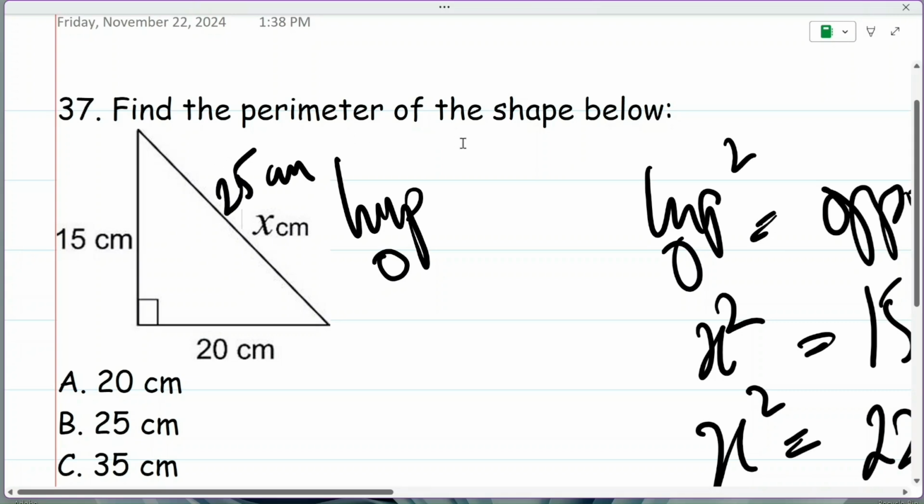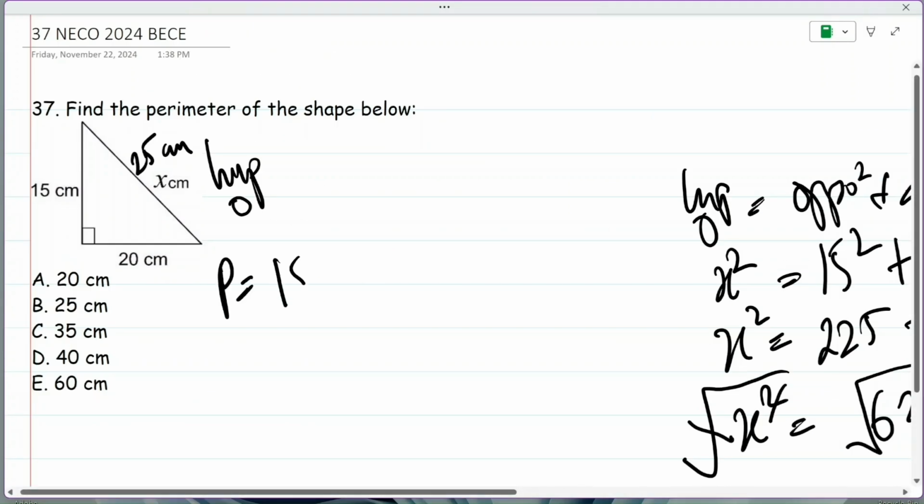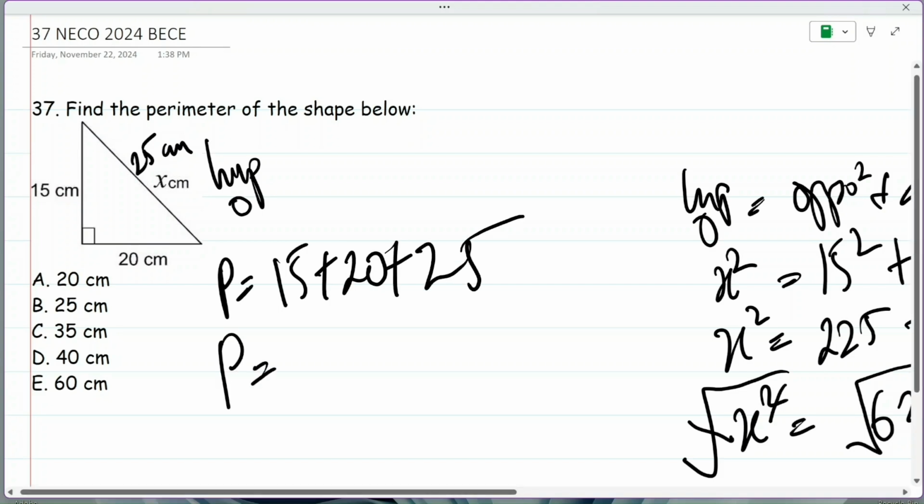And the perimeter of any shape is the addition of all the sides, except for circles, where you don't have sides. But there's a formula for finding perimeter of a circle. Now we add all the sides, that's 15 plus 20 plus 25 to find the perimeter of the shape. Perimeter equals 15 plus 20 plus 25. 15 plus 20 plus 25 will give you 60, then you have 60 centimeters.